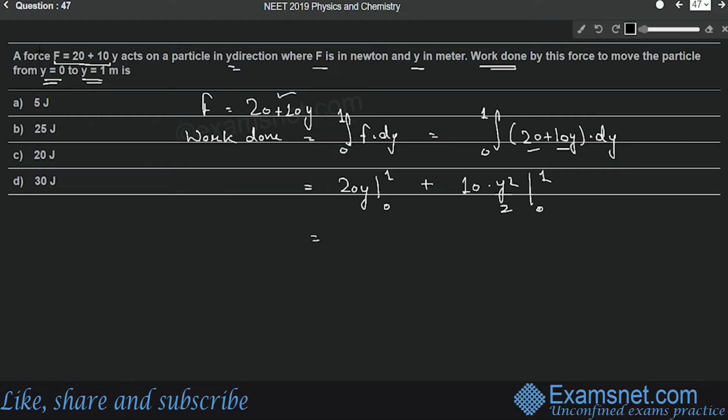So here if we put the value y equals 1 minus y equals 0, then we'll get 20 only, plus here 10 by 2 is 5. And again if we put y equals 1 minus y equals 0, we'll get 1 only here, so 5 into 1 will be 5. So 20 plus 5 will be 25. Okay, so this is the work done, 25 joule. So option B will be the correct answer.